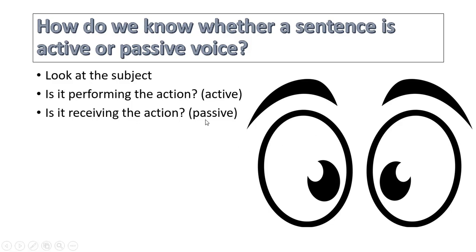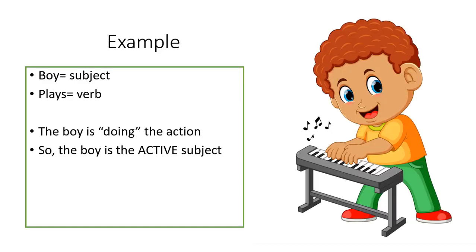Is it receiving the action? يعني the homework is done by a student. شو subject هون؟ أول subject. The subject بيكون in the beginning of the sentence. هو the homework. الhomework is it doing anything? No. Is done by the student. يعني هو is receiving an action from the student بيكون passive voice.